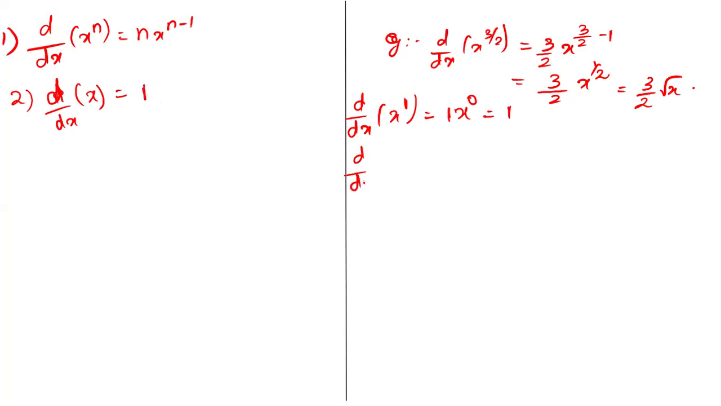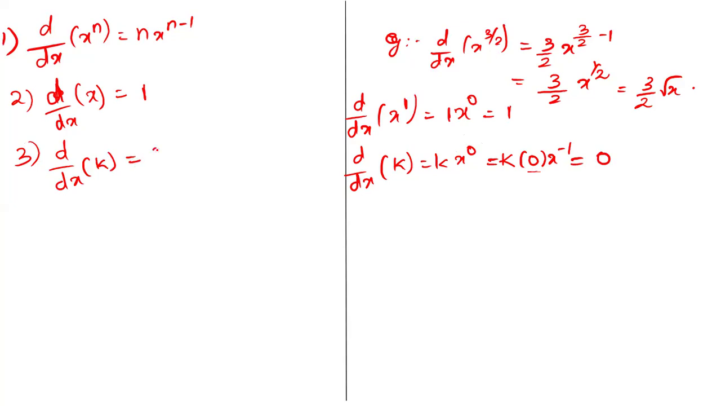Then we'll move on to the next formula. Differentiation of a constant term. k is a constant, which means k times x power 0. Always, whoever is in the power, we will bring it to the front. So 0 times x power minus 1. 0 multiplied by anything will be 0. So your third formula is d by dx of a constant term will be 0.